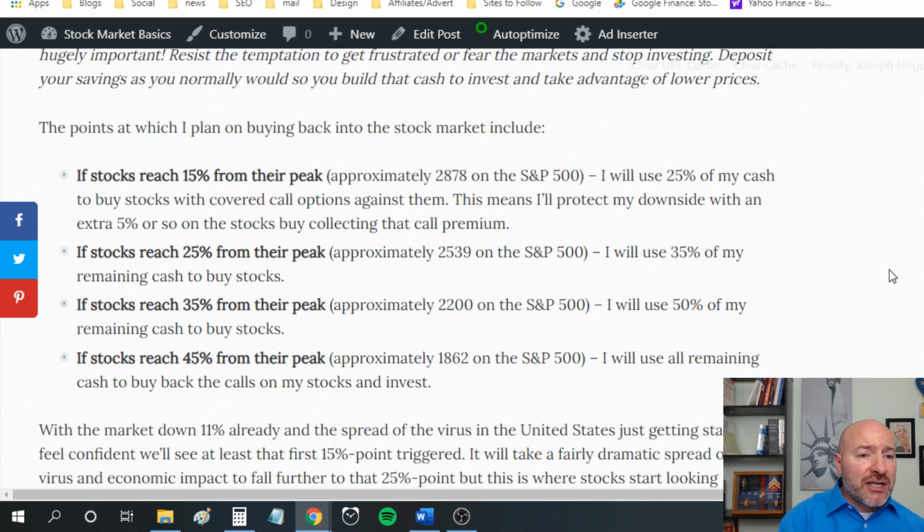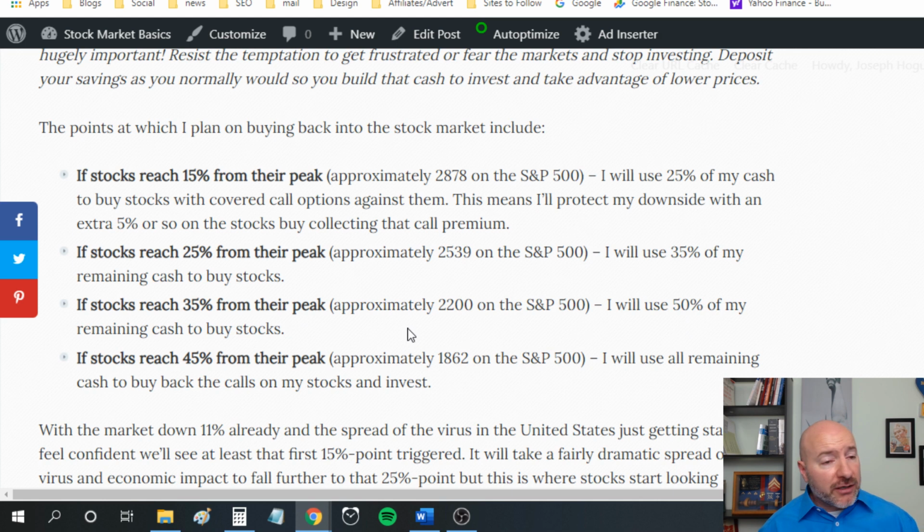But I've still got some downside protection just in case this gets worse, which again, I think it will. Now, the next level here is if stocks reach 25% from their peak, right? So if stocks fall 25% from that 33.86, approximately 25.39 on the S&P 500, then I'm going to use 35% of my remaining cash to buy stocks, right? I'll go back into the market, find the stocks that I like, the funds that I like, and put 35% of my remaining cash into those stocks.